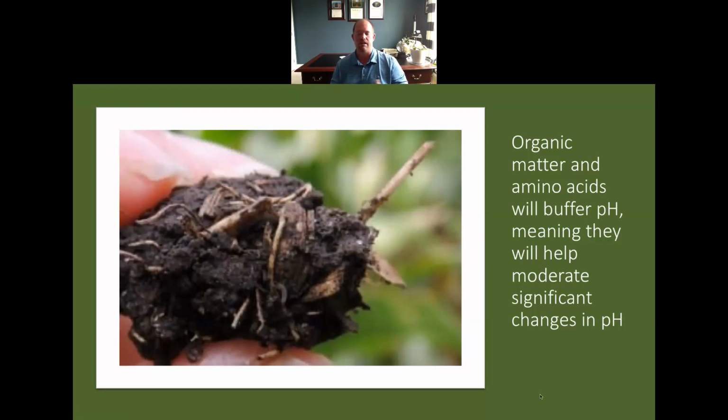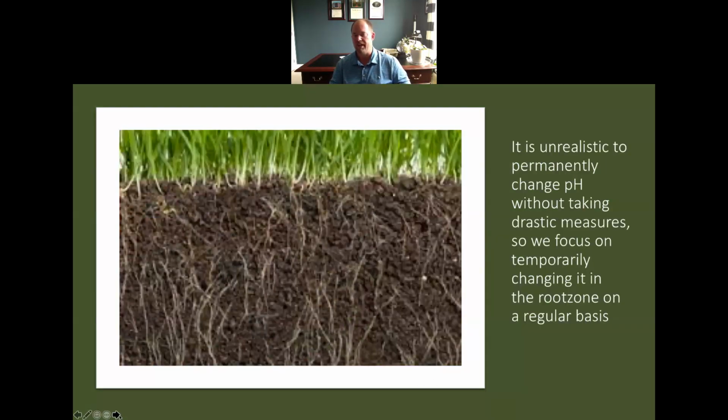Another way that we can affect the pH in the soil is organic matter and amino acids. So these don't necessarily change the overall pH in the soil, but what they can help us do is buffer the pH, meaning they're going to help moderate any significant changes in pH. So once we've done something like a lime or a sulfur where we've effectively changed that pH, over time we can help buffer that pH and keep it from changing too much one way or another by incorporating organic matter or by the addition of amino acids into that soil.